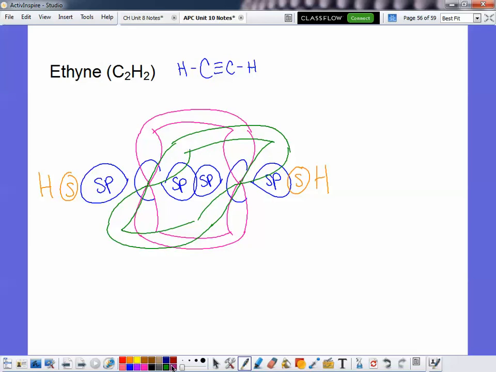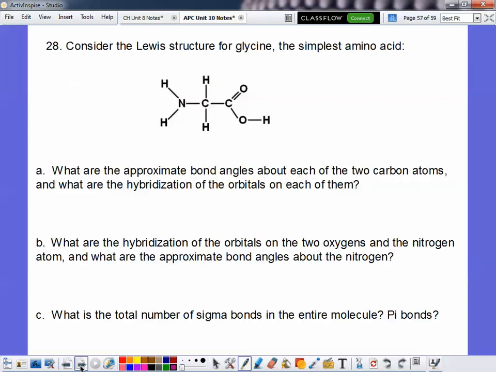So each of these head-to-head overlaps is going to be a sigma bond. So we have 1, 2, 3 sigmas. And then each of the sideways overlaps is going to be a pi bond. Pi, pi. So we have 2 pi. And again, you could have figured that out based off of just the Lewis structure, because each single bond is just a sigma. A triple bond is 1 sigma and 2 pi. Right? And the reason why is what I drew here on this screen. Okay? So now let's look at a few examples of what you're actually going to see. All right, so let's look at this one.